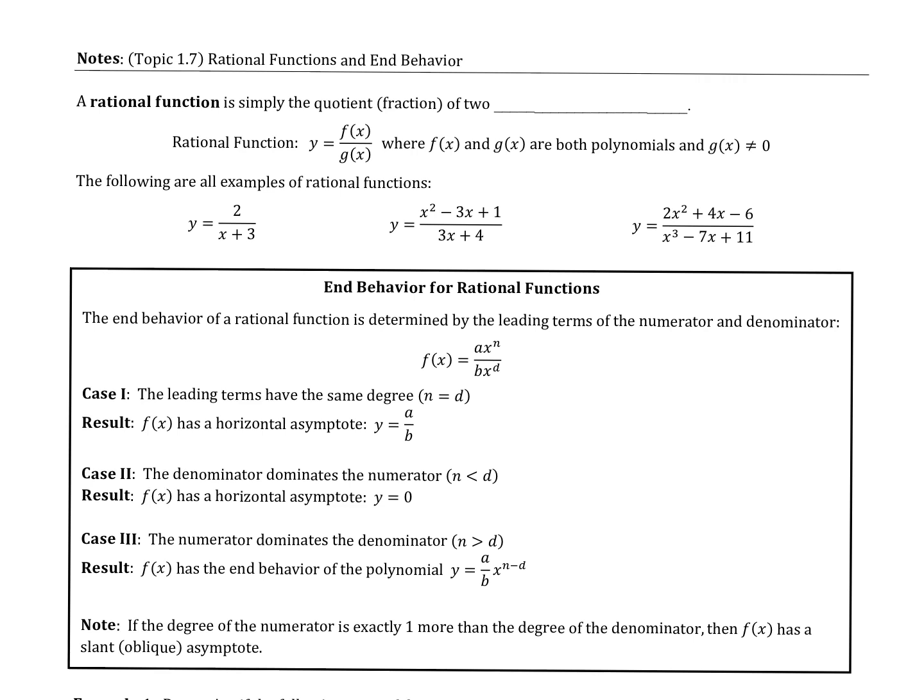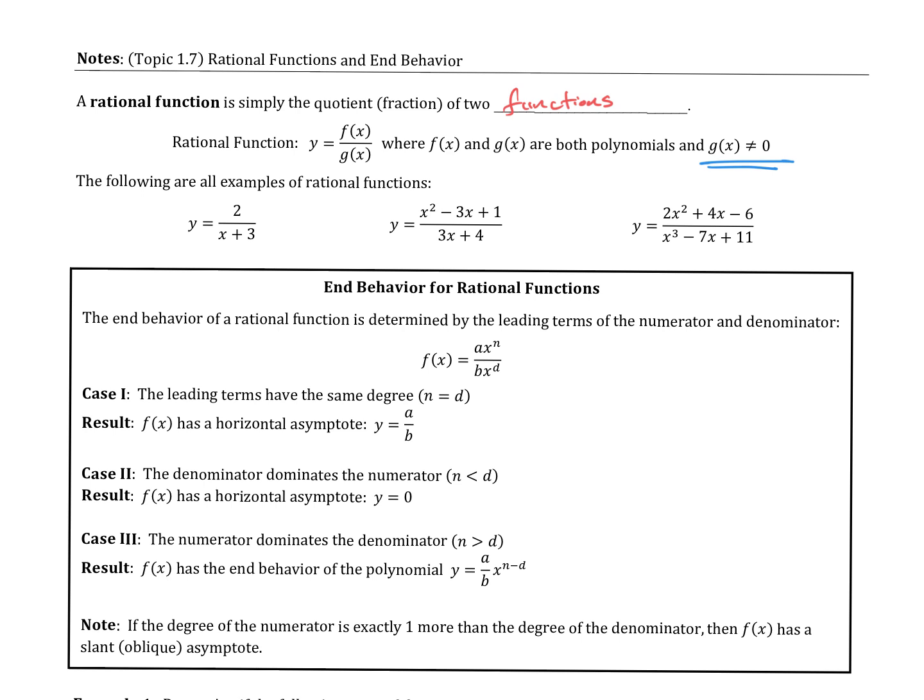Section 7, rational functions and end behavior. Here we go. Jackson's going to read. A rational function is simply the quotient, the fraction, of two functions. There it is, two functions. Keep going. A rational function is y equals f of x over g of x, where f of x and g of x are both polynomials and g of x is not equal to 0. All right, g of x cannot equal 0, and then we have some rational functions.